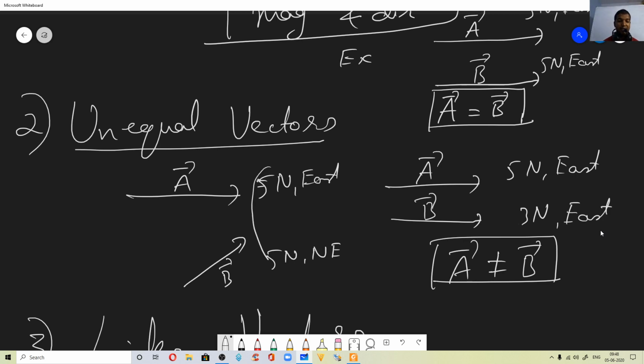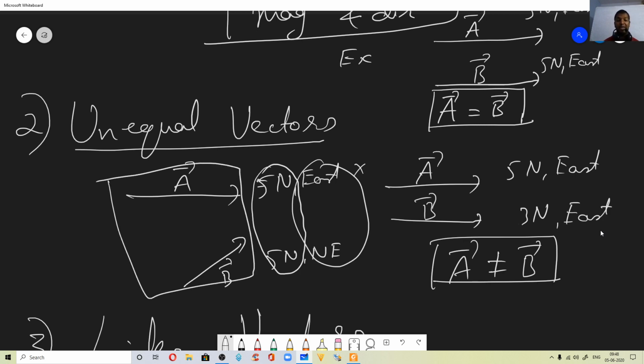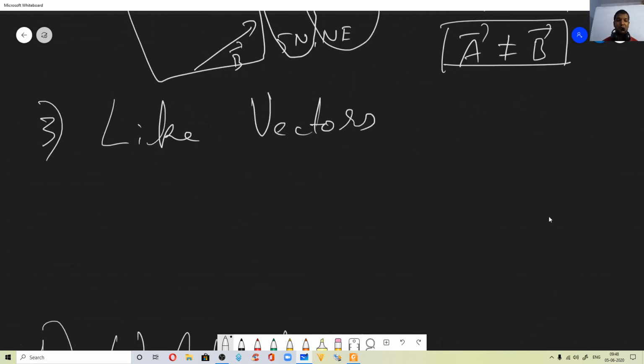See here in this example the magnitudes may be the same but the directions are not the same, right? So these two cannot be called equal vectors, so they are unequal vectors. All right, fine. Now let us come to like vectors.